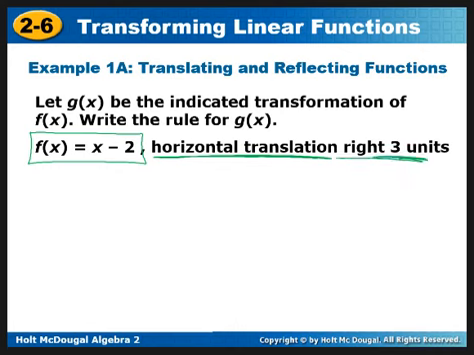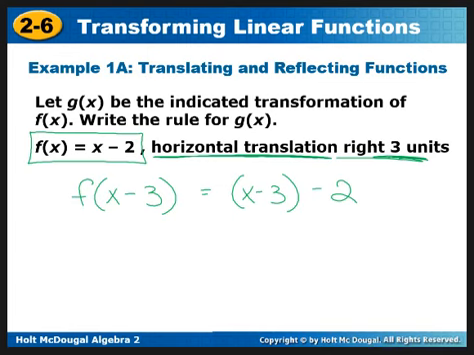Okay, so basically what I'm going to do is in place of the x, I'm going to take x minus, and we want to go to the right, so I'm going to go x minus 3, and fill that in place of my x. So in place of the x, I'm going to have x minus 3, and I'm still going to have minus 2. Okay, so again, when you're moving things to the left and right, you're changing the input value.